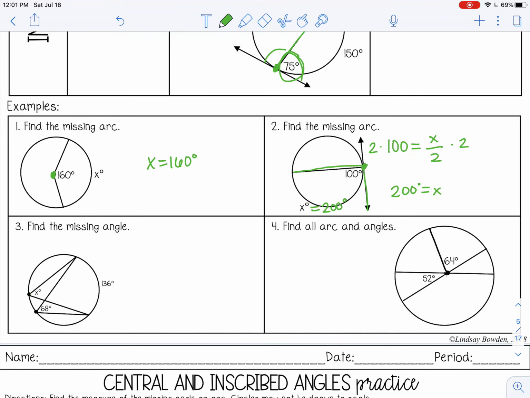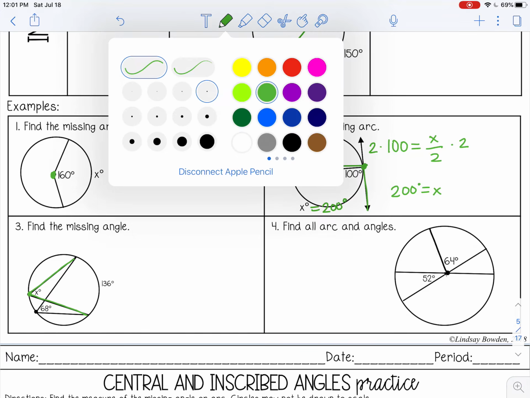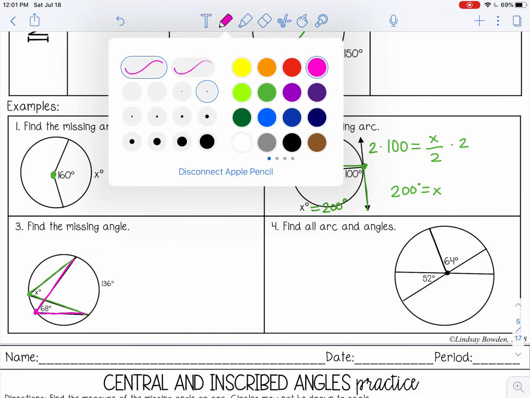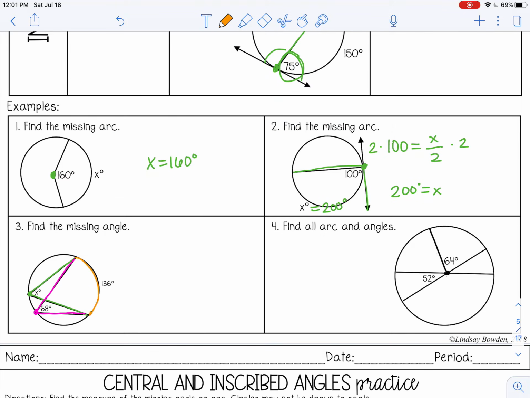So this one we actually have 2 inscribed angles. Both vertices are on the circle. I'm going to use different colors here so you can see both. Kind of looks like a butterfly shape or a W shape, but there's actually just 2 angles that overlap. And both of these angles form the same arc. They both make a 136 degree arc.